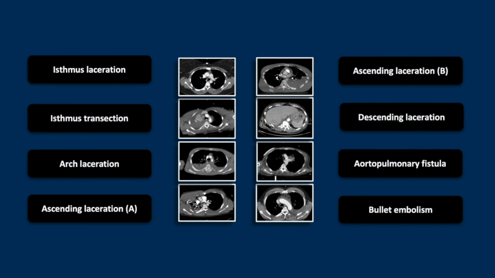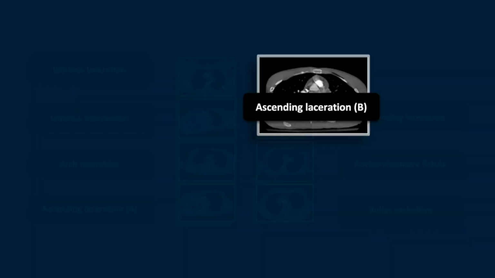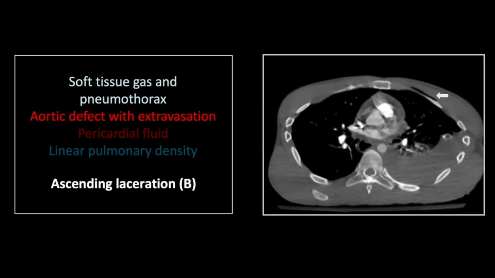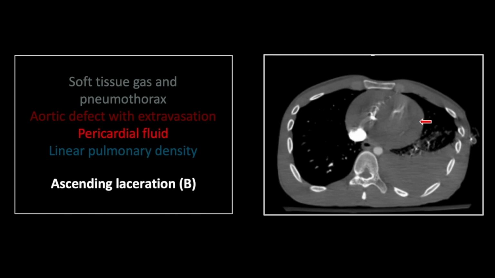Our next case is another ascending aortic laceration, this one a penetrating trauma. There is anterior extrathoracic soft tissue gas, and note the wisp of extraluminal contrast emanating from the anterior wall of the ascending aorta. Lower down there is a large hyperdense or at least isodense pericardial fluid collection consistent with a hemopericardium. Note also the compression of the ventricles and dilation of the IVC consistent with tamponade physiology.